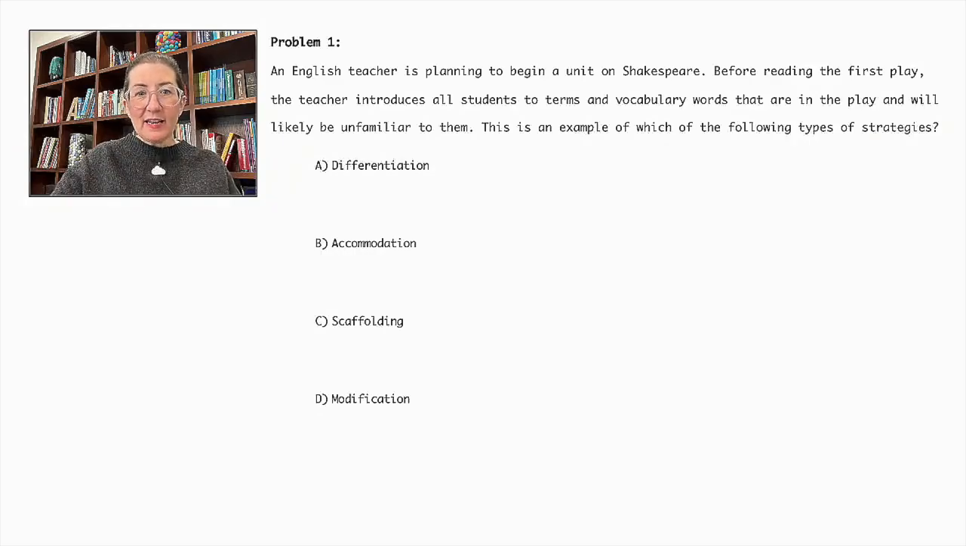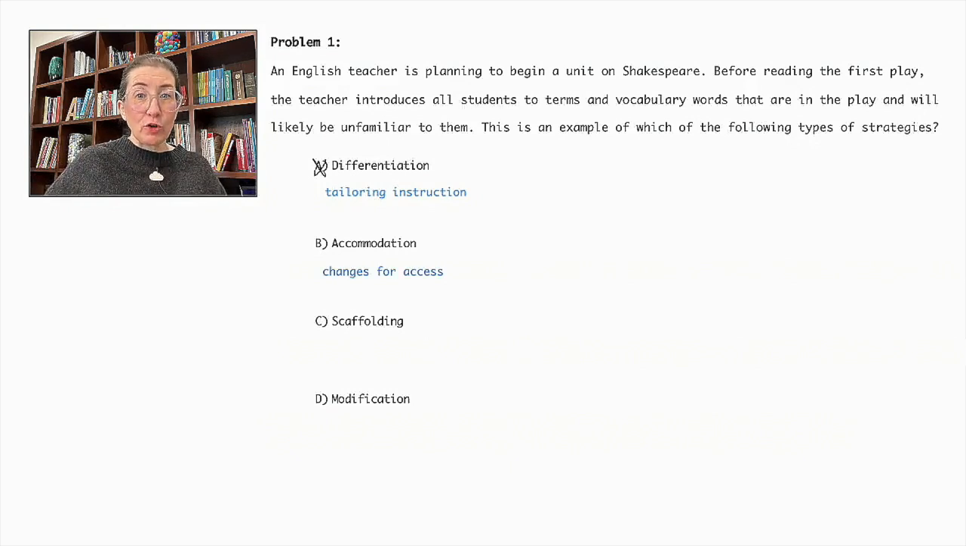Problem number 1. An English teacher is planning to begin a unit on Shakespeare. Before reading the first play, the teacher introduces all students to terms and vocabulary words that are in the play and will likely be unfamiliar to them. This is an example of which of the following types of strategies: differentiation, accommodation, scaffolding, or modification. Differentiation involves tailoring instruction to meet individual needs of students by varying the content, process, products, or learning environment. So we can eliminate that.